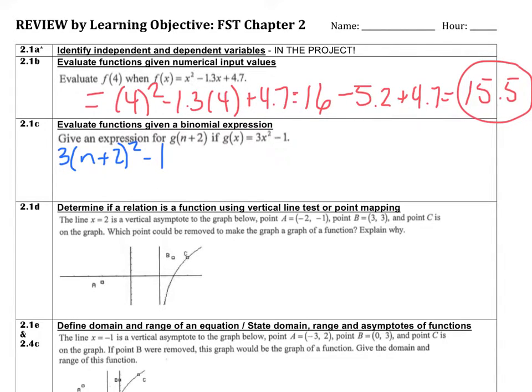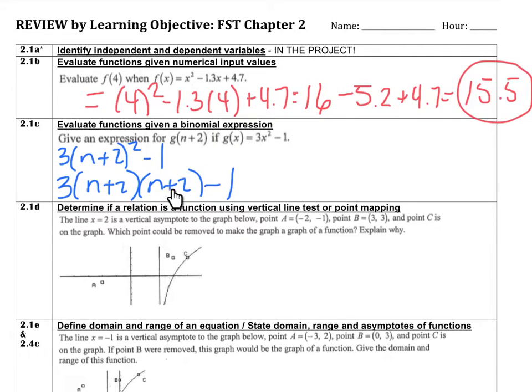Be incredibly careful. PEMDAS says parentheses, then exponents, then multiply. Do not multiply this 3 through until a second step. First thing you must do is n plus 2 squared. Now n plus 2 squared does not mean you distribute the 2. It means you repeat n plus 2 2 times. So what you would write is 3 times n plus 2 times n plus 2, and then minus 1.